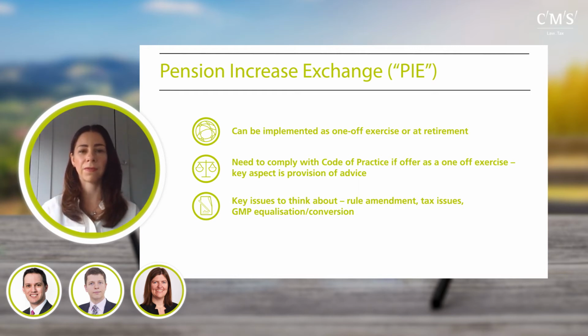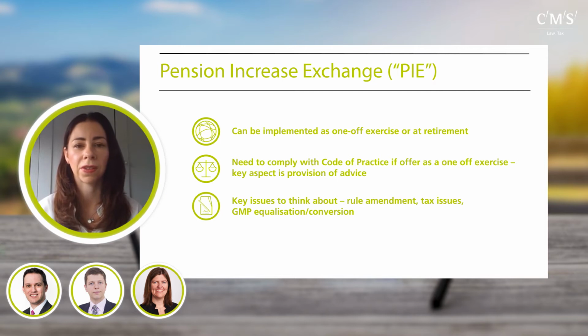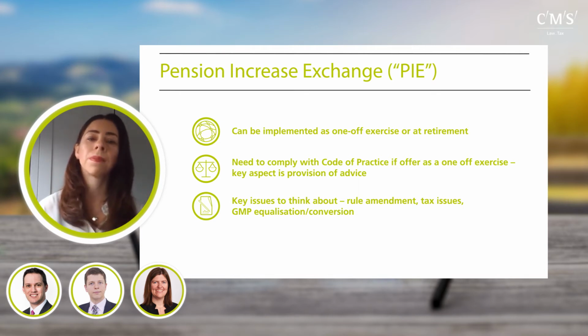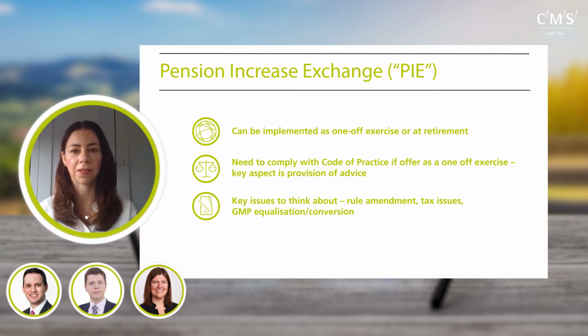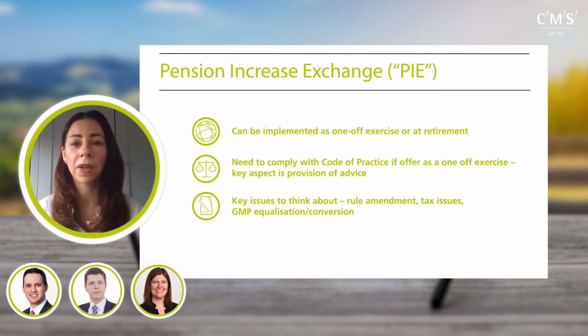It's also helpful, I think, finally, to consider how a PI can fit alongside broader scheme issues or ambitions. An issue relevant for many schemes at the moment is equalising for the effect of GMP. It's worth considering how PI might fit into this, particularly where conversion of GMP is the proposed method for dealing with it, and Abigail is going to pick up on what she is seeing in practice here later on in the LawCast.